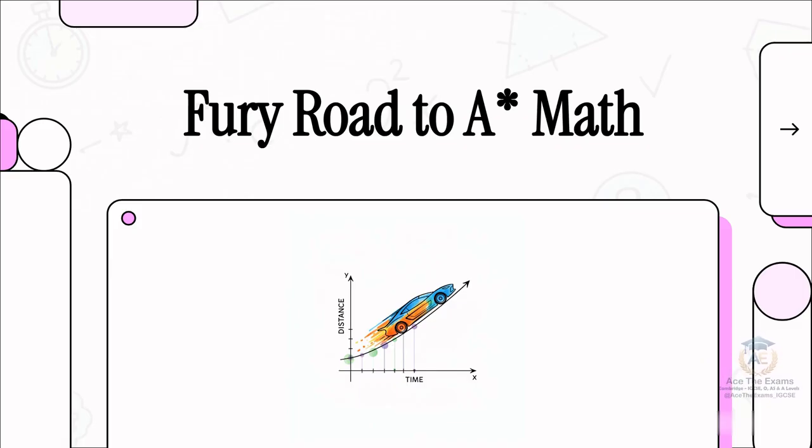It's like a chaotic fury road where A-star dreams literally just go to fade away. But listen to me, it absolutely doesn't have to be that way. Today, we are transforming this exact source material, the official, actual Cambridge Principal Examiner reports and their theoretical frameworks, into a visual, highly structured masterclass explainer.